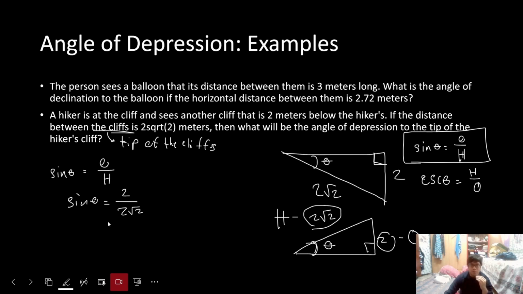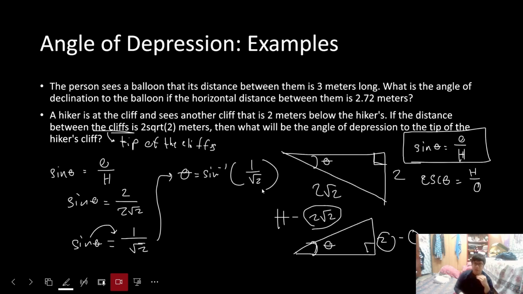2 and 2 square root of 2 are both divisible by 2. So 2 divided by 2 above is 1. And 2 square root of 2 divided by 2 is square root of 2. So we have sine theta is equal to 1 all over square root of 2. Now we're going to find the angle. So put sine here. So what happens is we will have theta is equal to arc sine of 1 all over square root of 2.